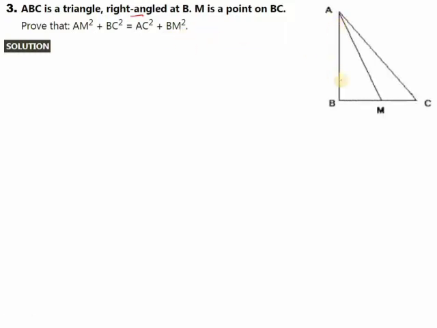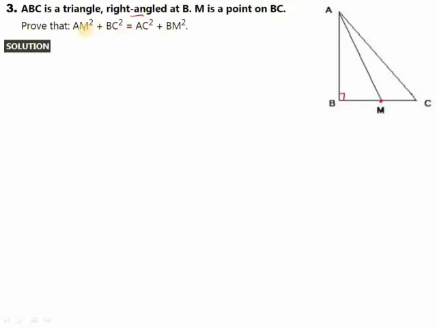If you look at this diagram, at B we have got 90 degrees. It is given that M is a point on BC, right? Now you need to prove that AM square plus BC square is equal to AC square plus BM square.